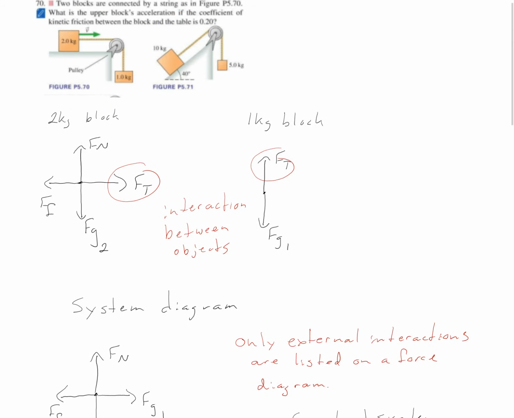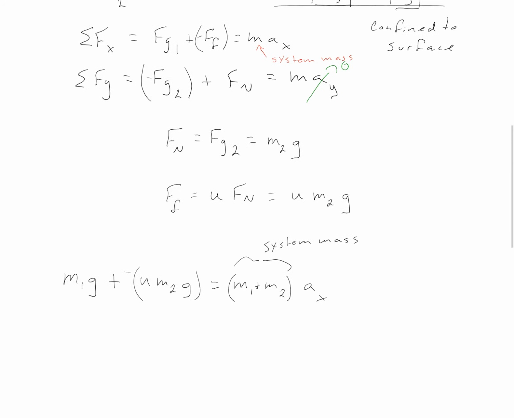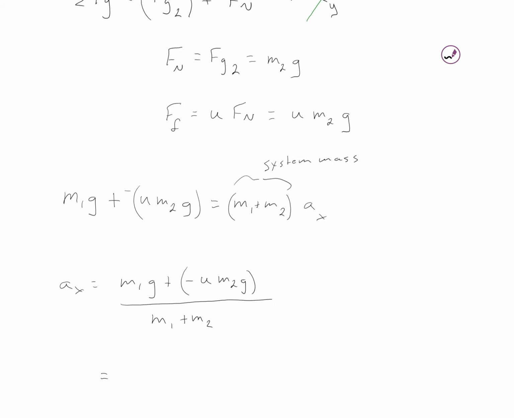And I was after acceleration, right? Yeah, what is the acceleration? So this ax is my acceleration, so ax is equal to m1g plus the opposite of mu m2g, all divided by m1 plus m2. And then now I can put in my numbers. Block 1 was 1 kilogram, 9.8 newtons per kilogram.